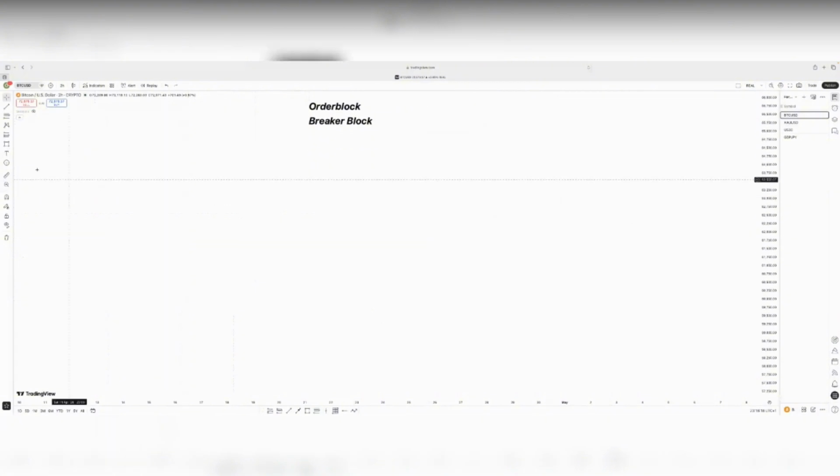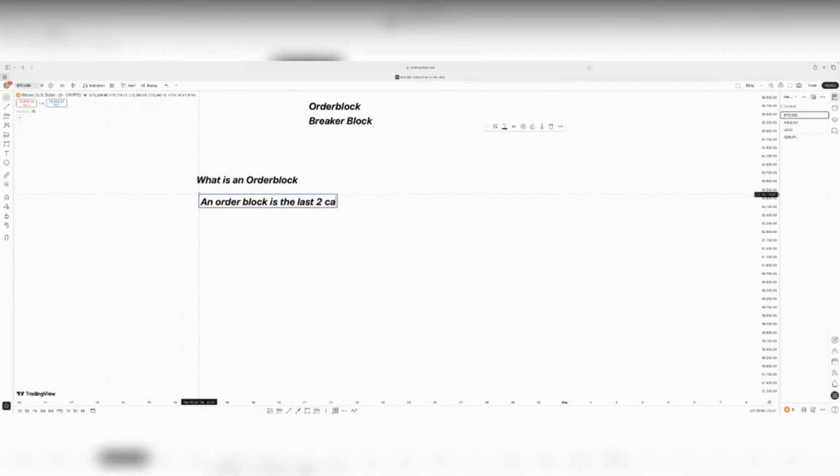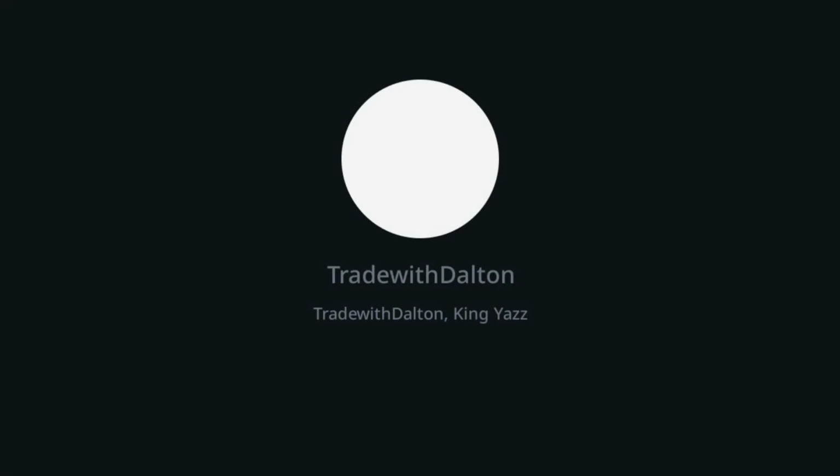Now, what is a breaker block? Let's go with the order block first. What is an order block? An order block is the last two candles that started the reversal.